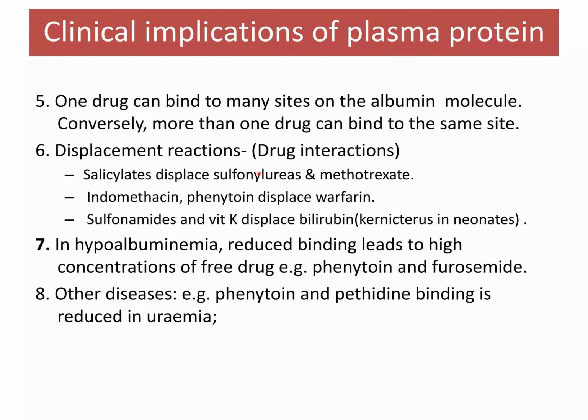Displacement reactions, we have already seen this. There are some displacement reactions that can happen. For example, sulfonamide and vitamin K displace bilirubin. In hypoalbuminemia, that is decreased concentration of albumin in blood, reduced binding leads to a high concentration of free drug. However, there are some other diseases, like phenytoin and pethidine binding is reduced in uremia.